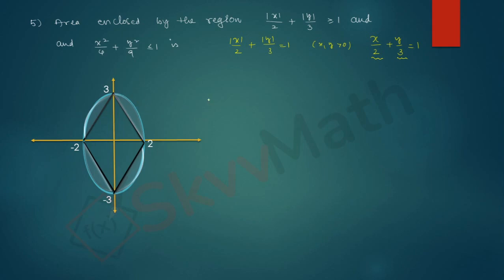So what I do first, I will find the area of the total ellipse. What is the formula to find the area of the total ellipse? It is pi ab, where a value is 2 and b value is 3. If you substitute, 2 times 3 is 6, so you are going to get 6 pi as the area of the ellipse. Due to symmetry, the first quadrant area is 1/4 of the total area. So I will write 1/4 of 6 pi.